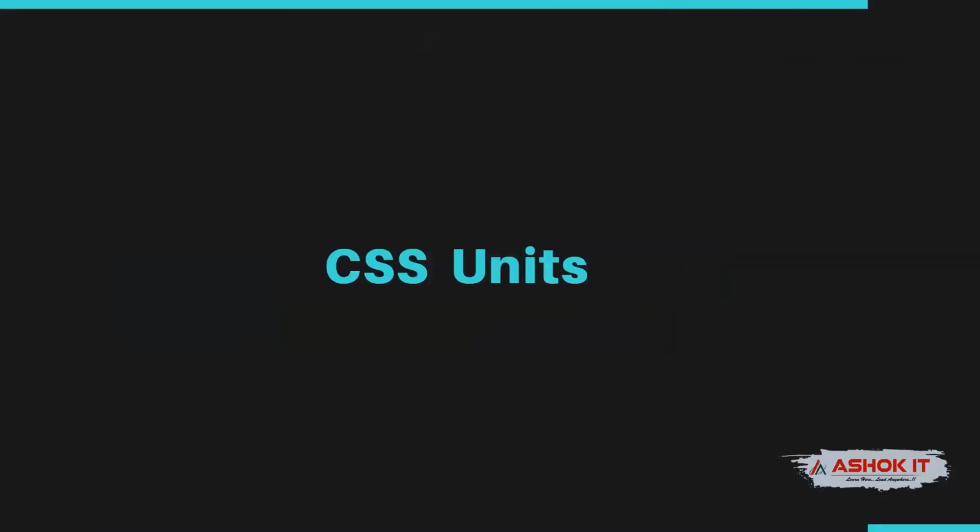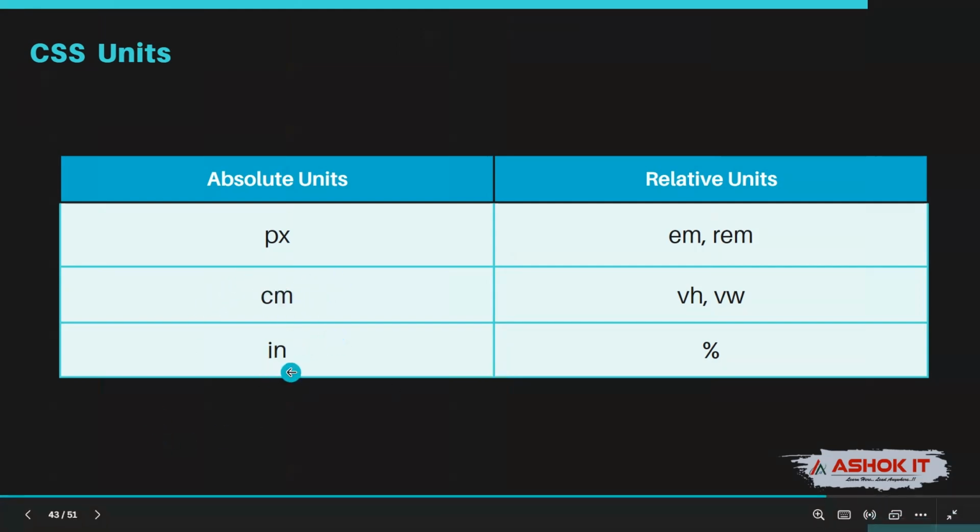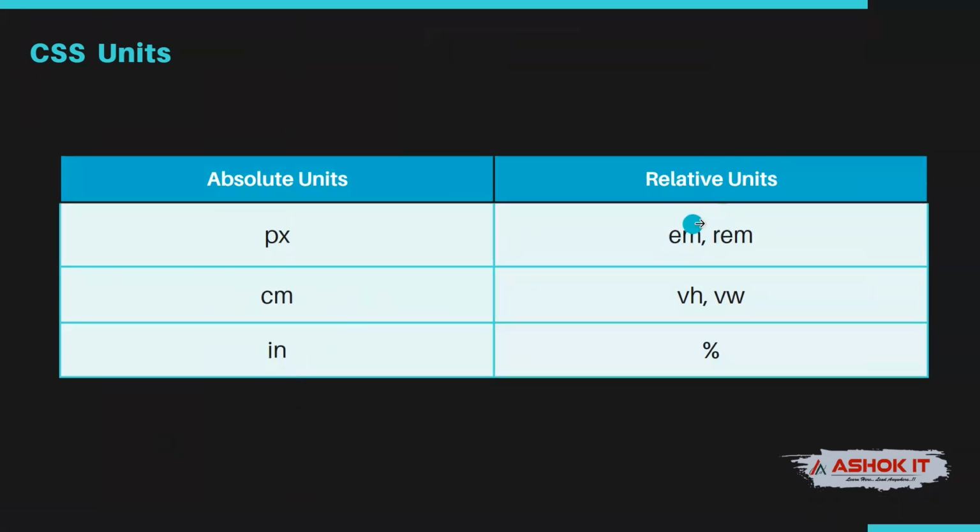Now let us learn about CSS units. Coming to the CSS units, we have two types of units: absolute units and relative units. Some examples of absolute units are pixels, centimeters, and inches, whereas relative units include ems, rems, view height, view width, and percentage. The meaning of absolute units is they are fixed, that is, they are constant. They don't change regardless of other situations. Whereas relative units change based on the conditions, based on other factors.